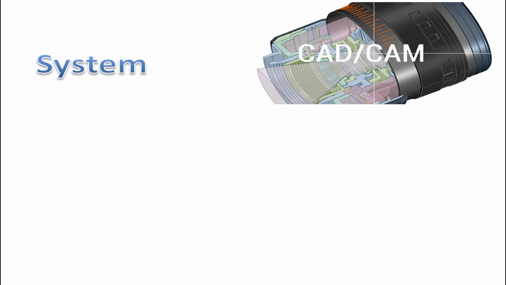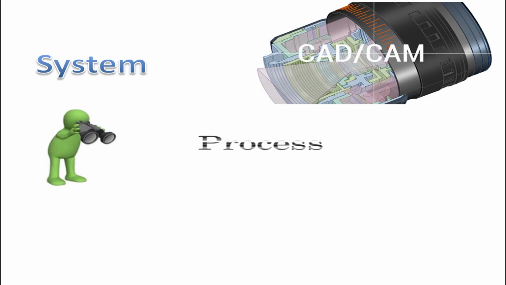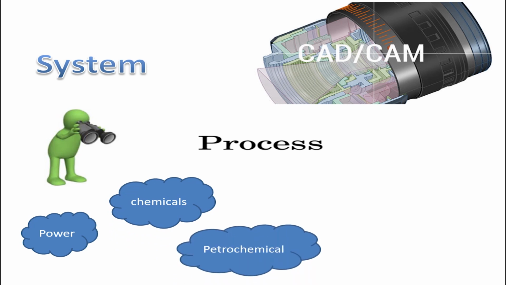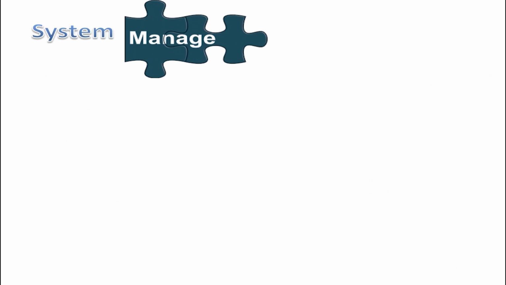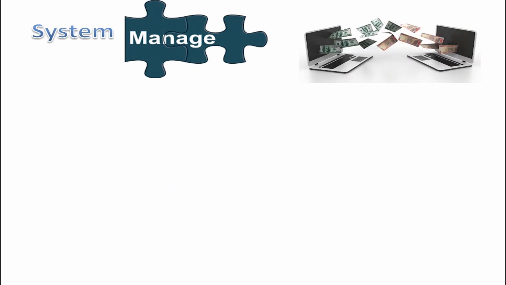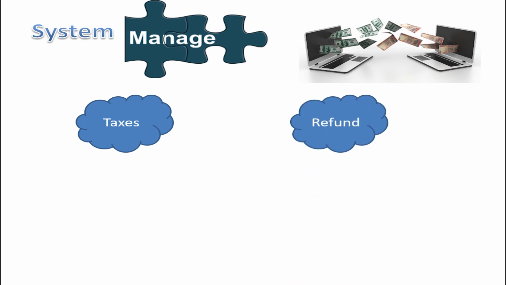Systems are available for computer-assisted design and manufacturing, including CAD and CAM, and computer-supervised industrial processes in power, chemicals, petrochemicals, pipelines, transport systems, etc. Systems manage and transfer money worldwide and communicate worldwide. Virtually all major administrative functions are supported by automated systems. Many people now file their taxes over the internet and have their refunds credited to bank accounts automatically.